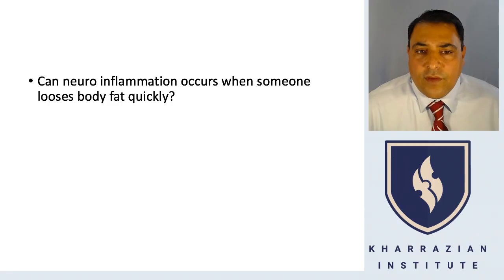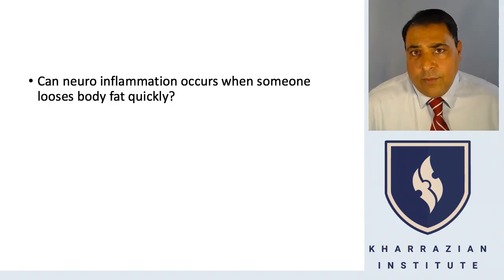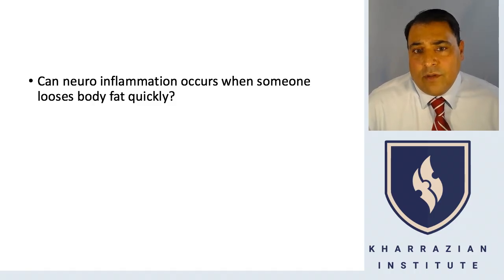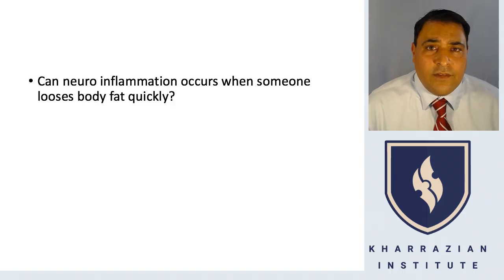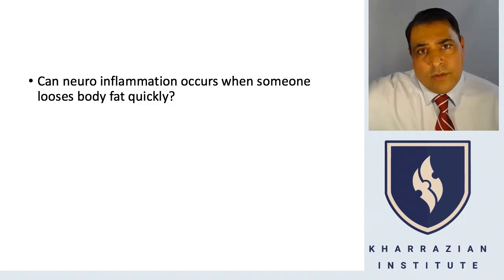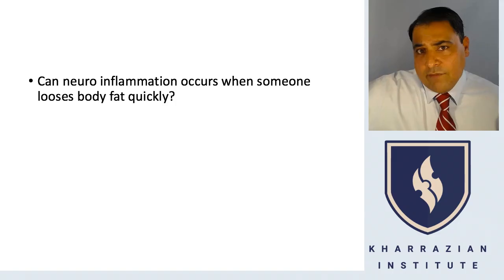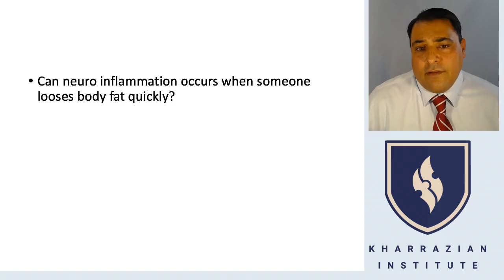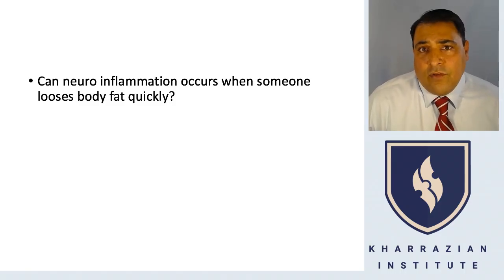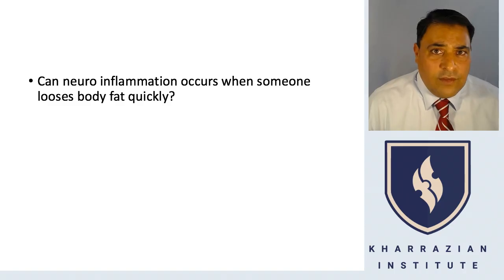Can neuroinflammation occur when someone loses body fat quickly? Yes. Remember that body fat is really a storage of energy as fat, but it is also an area where there's a storage of toxic compounds and chemicals. When someone loses body fat very quickly, chemicals and toxins like bisphenol A and different fat-soluble toxins get released into the bloodstream. And if that load is much faster than the body can biotransform or clear out, then you have these circulating inflammatory, metabolic, or toxic chemicals in the body, and they can induce oxidative stress that can cause inflammation in the body.